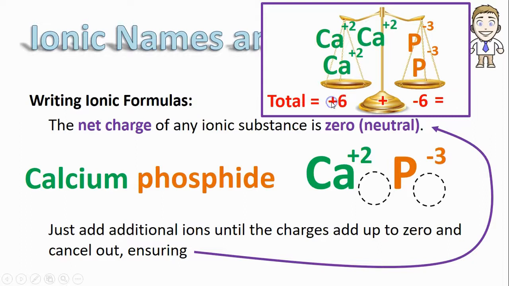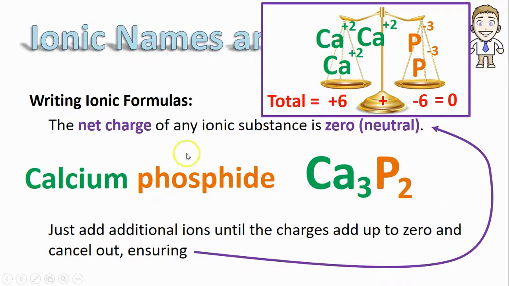Finally, with a third calcium added in, I have a +6, balancing out a -6, and my net charge is 0. Since it took 3 calciums, my subscript here is a 3. 2 phosphides, so my subscript here is a 2, making the final formula Ca3P2.